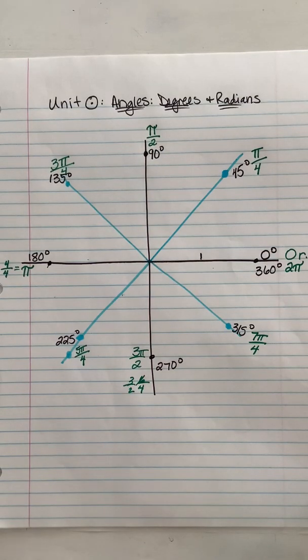What other pieces have been important to a unit circle? Anyone?